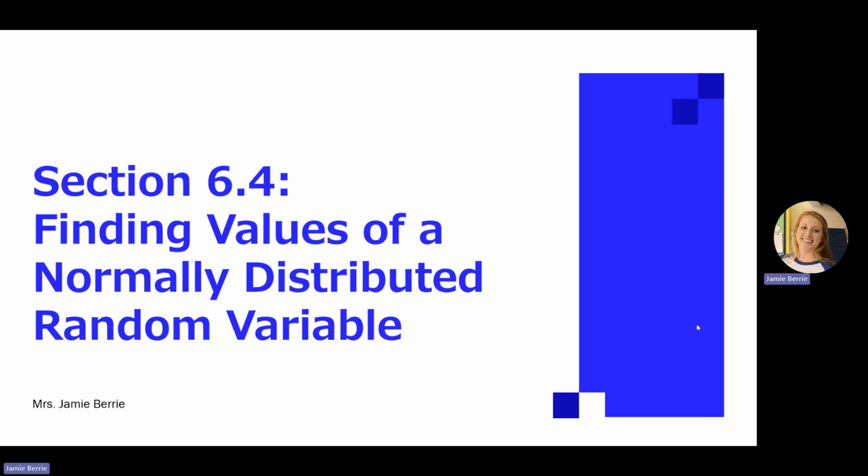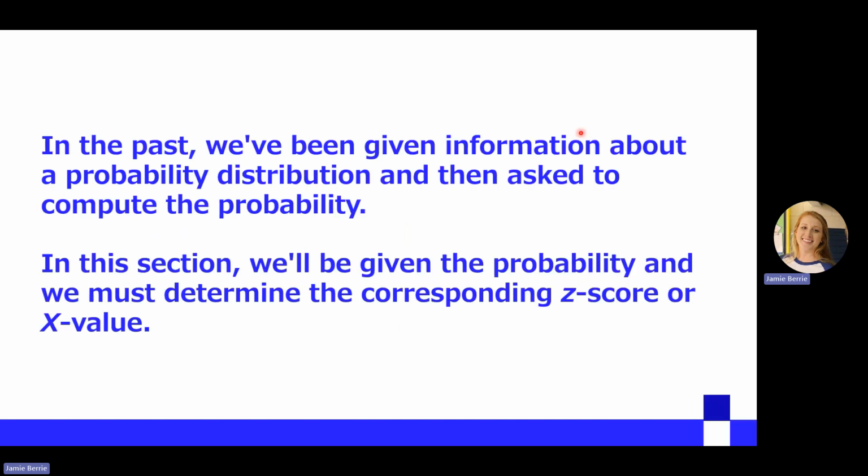Okay. So this section is called finding values of a normally distributed random variable. So we are still working in the normal distribution. The only difference here to what we've been doing, which is calculating probabilities, is this time we will be given probabilities and we will find the X value. All right, so we're just sort of doing the opposite of what we've been doing.